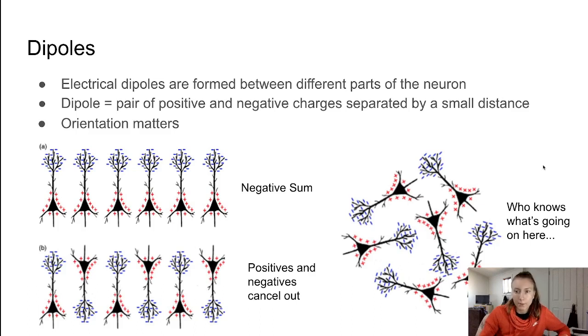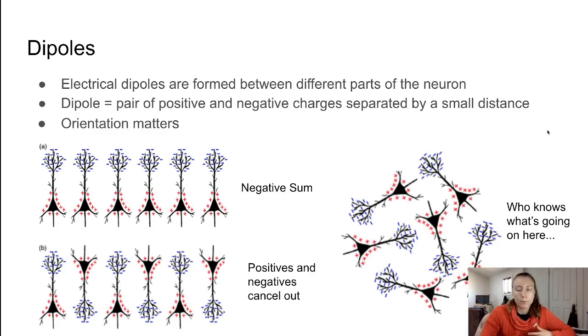What we now have is what we call a dipole. Now, a dipole is just a pair of positive and negative charges that are separated by a distance. Electrical dipoles are formed based on this idea of the extracellular space changing to either negative or positive depending on the PSP that has arrived at the synapse.